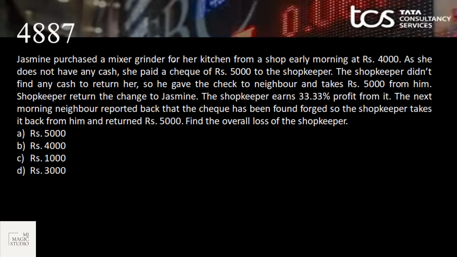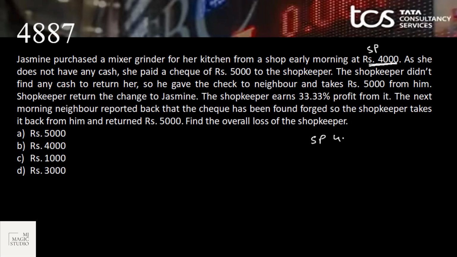Jasmine purchased a mixer grinder for her kitchen from a shop early morning at rupees 4,000 selling price. As she does not have any cash, she paid a check of 5,000 to the shopkeeper. The shopkeeper didn't find any cash to return her, so he gave the check to a neighbor and took rupees 5,000 from him. Shopkeeper returned the change to Jasmine. That means shopkeeper must have given 1,000 rupees out of this 5,000 and kept 4,000 with himself. The shopkeeper earns 33.33% profit on it.